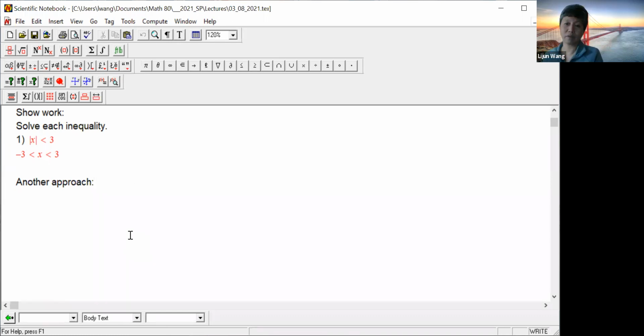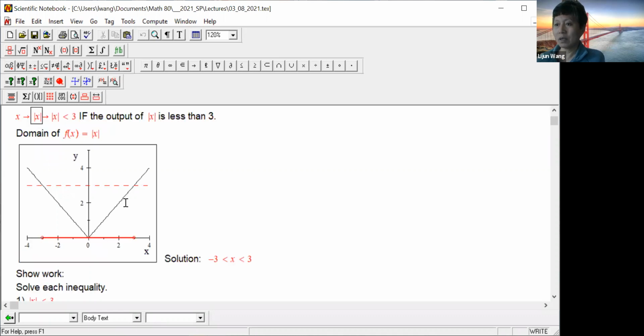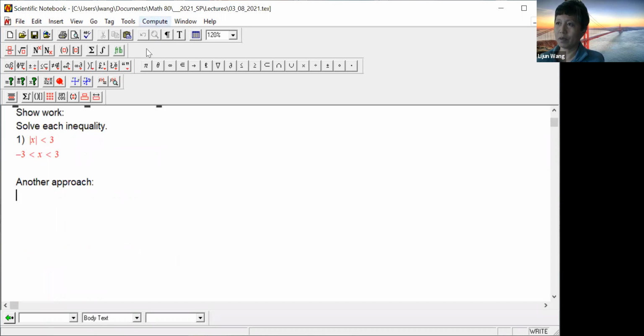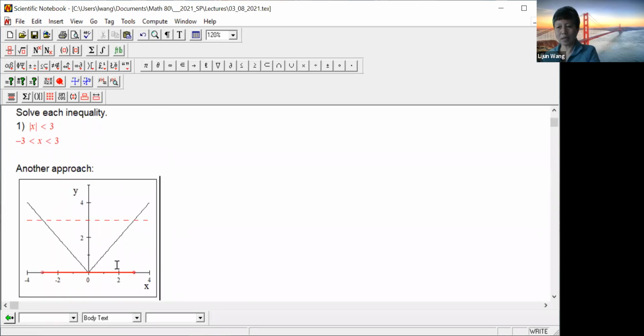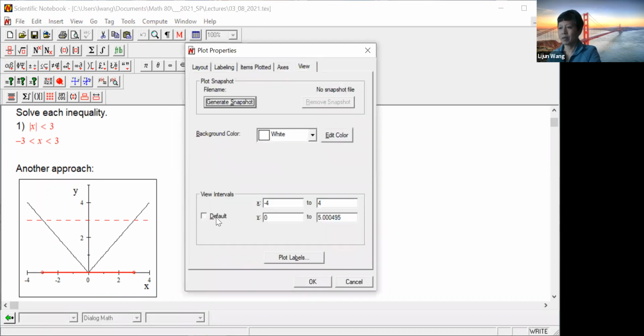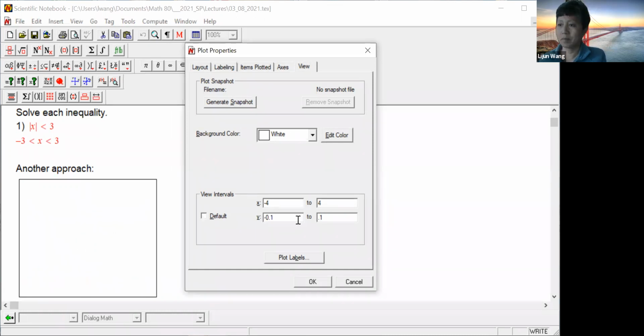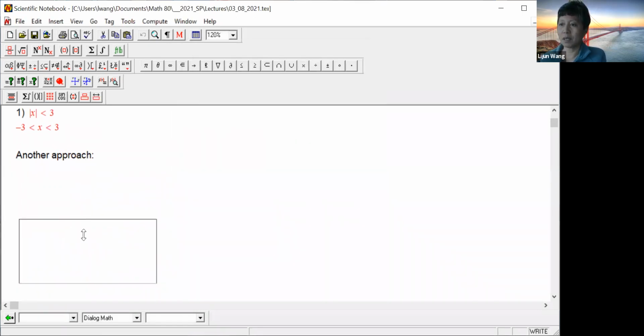Another approach is not looking at this as a function. We look at this picture, we just look at this as a number line. Instead of seeing it as a function, I'm just seeing this as a number line.